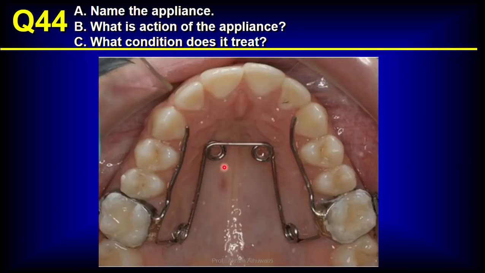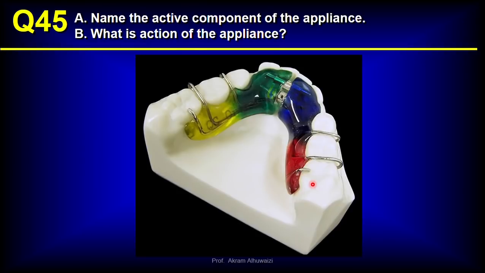And name the appliance. This one is a quad helix appliance, and the mode of action is expansion, and it treats posterior crossbites. Name this one. The active component here is a screw, and the action of the appliance is to widen the mandibular arch.